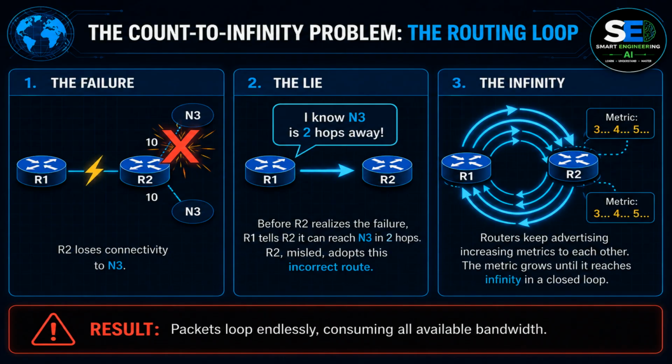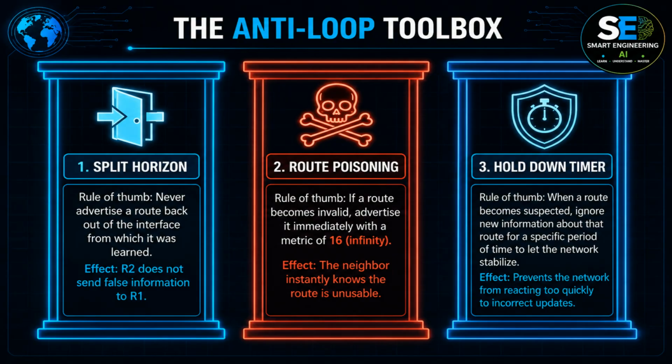This phenomenon is called a routing loop, and it is one of the main reasons why RIP includes several protection mechanisms. Now, let's look at the protection mechanisms that RIP uses to prevent routing loops. The first mechanism is split horizon. Its rule is simple. A router never advertises a route back through the same interface from which it was learned. This prevents false routing information from circulating endlessly between routers.